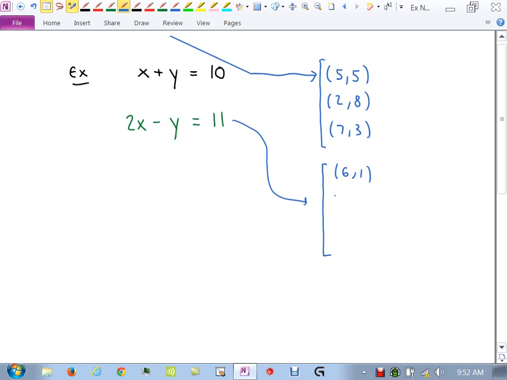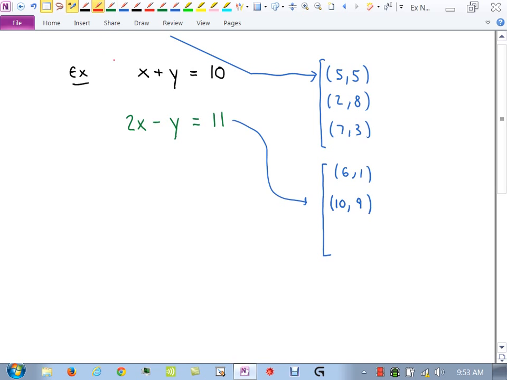How about 10 and, if I pick 10 for x, what would y have to be? 2 times 10 is 20. Take away 9 and you get 11, right? 10, 9 works. Again, we could go all day with this. What we're interested in today is not sitting here and finding points that work for each one. We're going to now try and find a point that works for both of them at the same time. You all understand what I'm saying? Can you find an x and a y that actually make these two equations true at the same time?